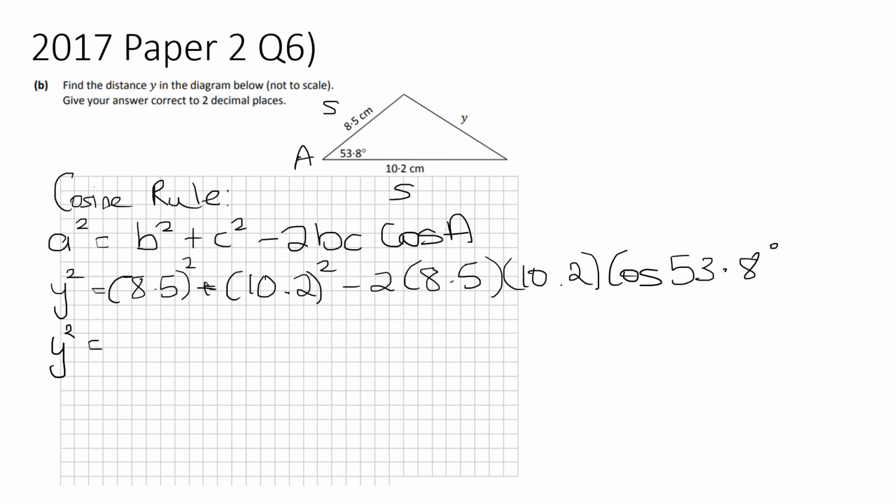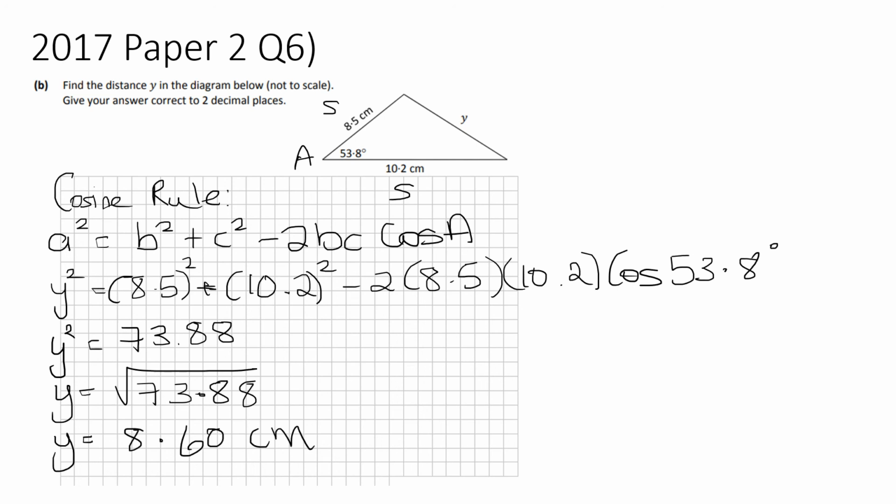And you get 73.88. You're looking to square root that, because the opposite of square is square root. And you get an answer here of 8.60, and that is in centimeters as well, to 2 decimal places. And that is 15 marks for that answer there.